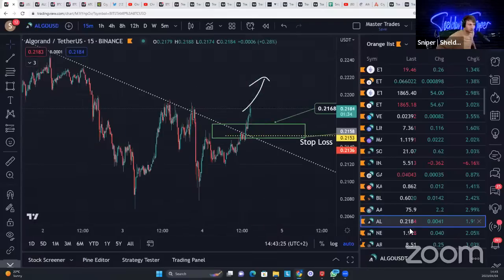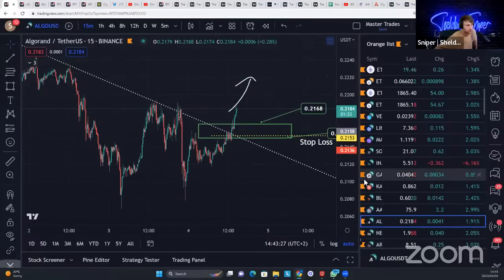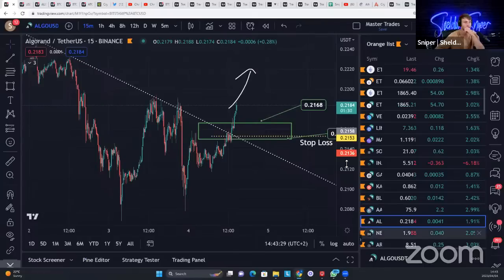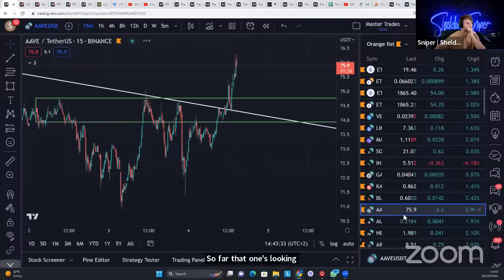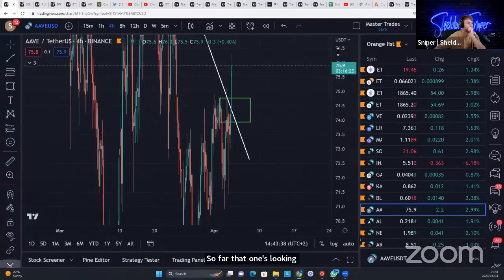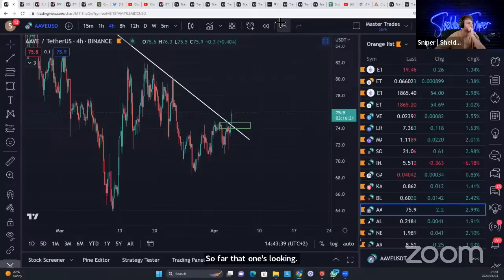And we nailed the algo trade. So far, that one's looking good. Let's go through a few coins here. I really wanted the Aave one for this.